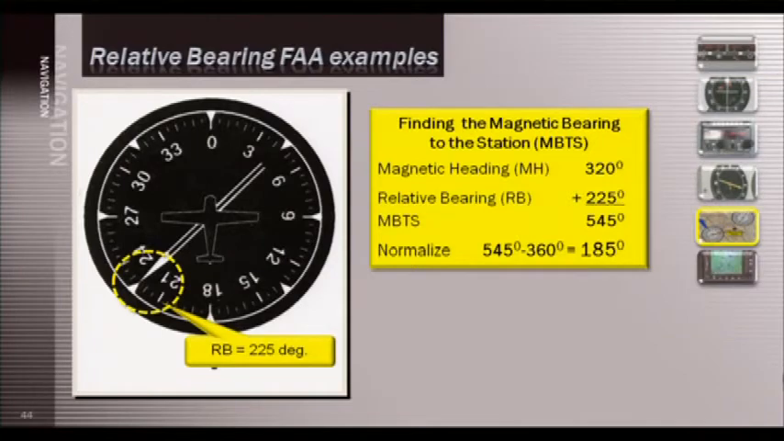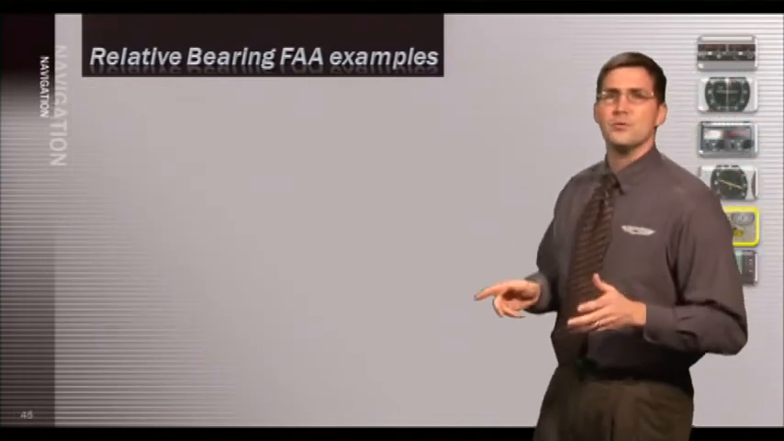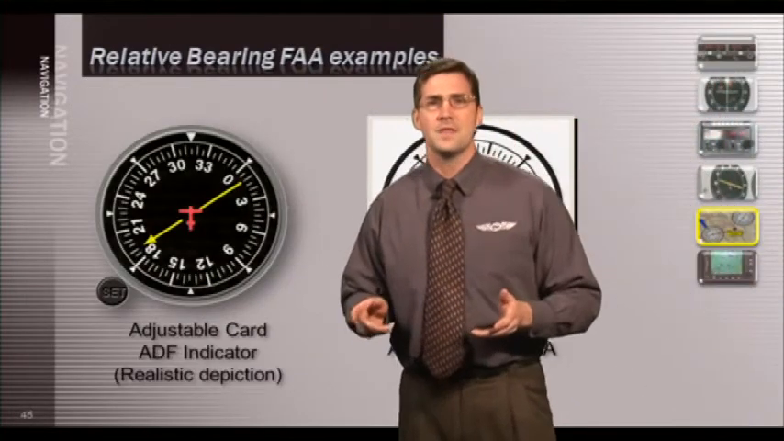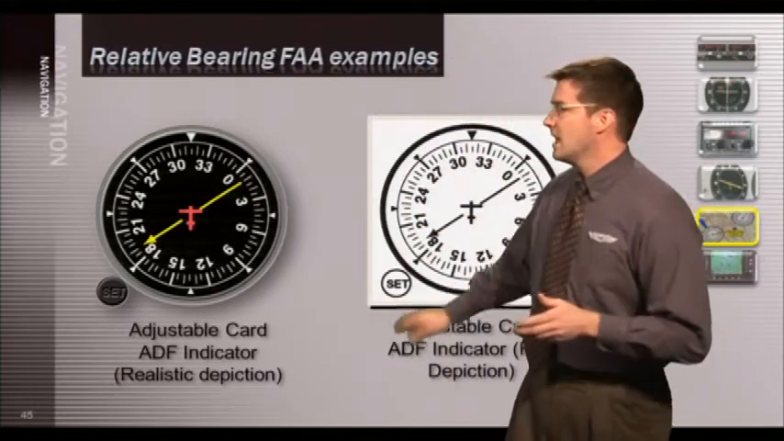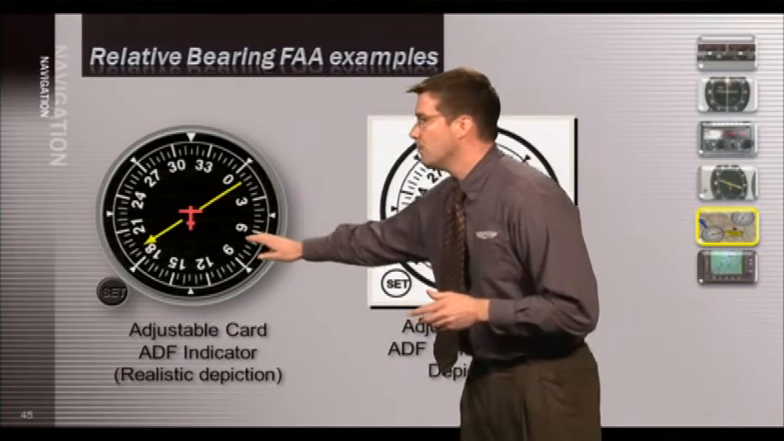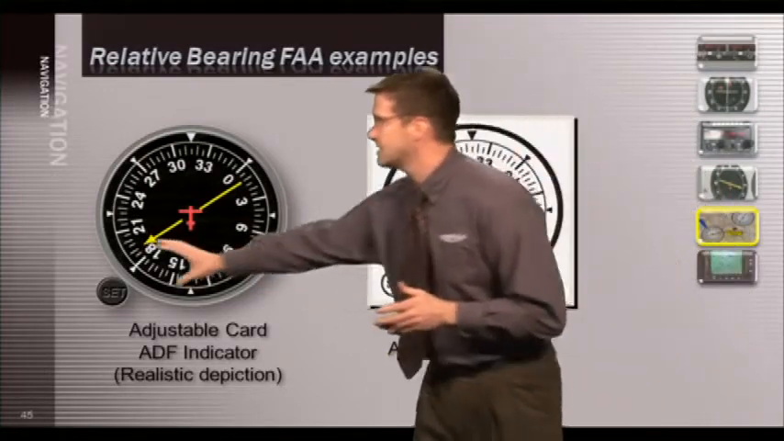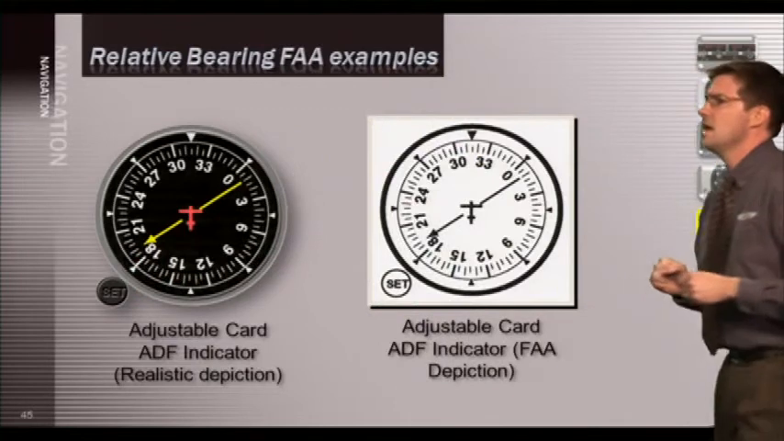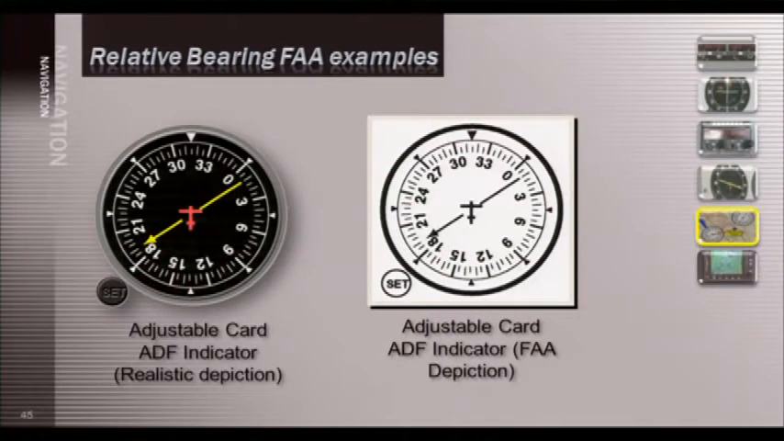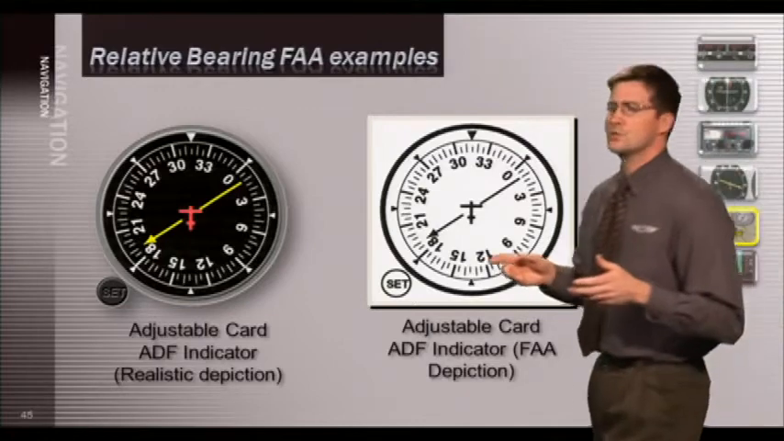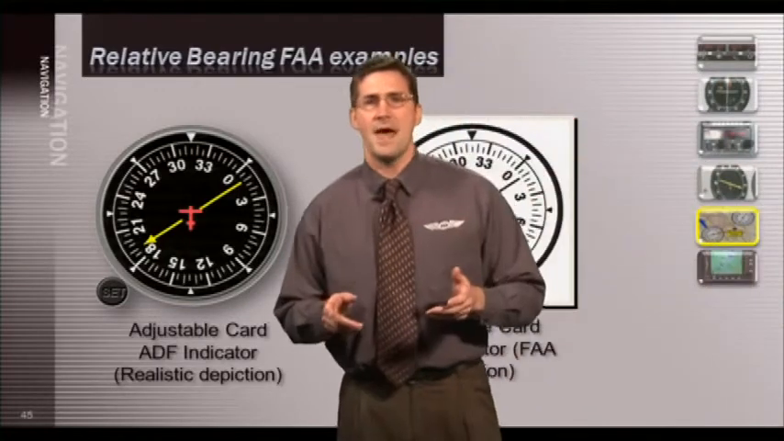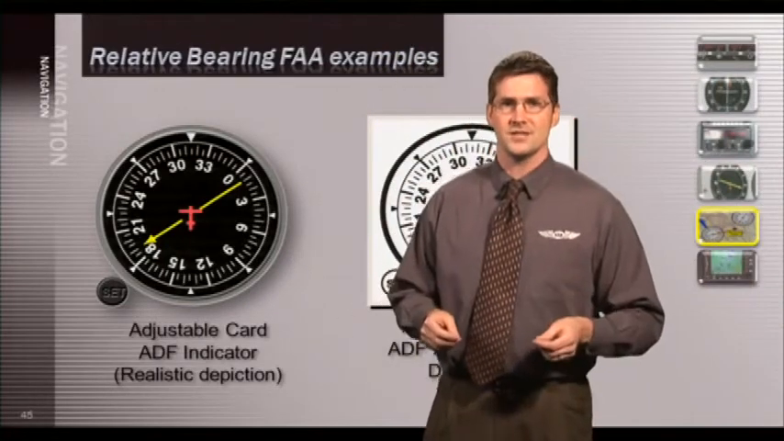Besides a fixed card ADF, some airplanes have a movable card ADF or RMI. Here's what one looks like. Now, the reason we call it a movable card is because the card moves around, and it's done so by adjusting the set knob that you see right here. The nice thing about having a movable ADF is that finding the magnetic bearing to the station is already presented to you. This compass card will rotate. You adjust this with your magnetic heading, and you automatically have your magnetic bearing to the station.